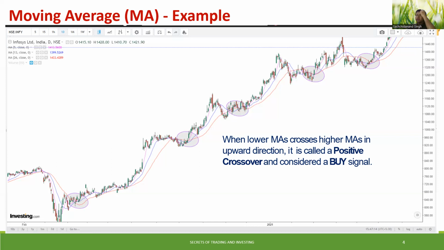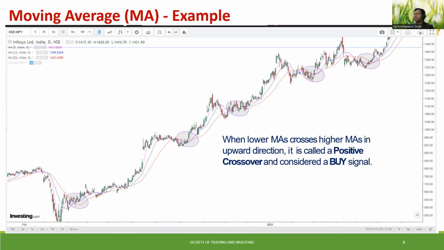Okay, so let's see the example of moving average. Sometimes moving average is also called simple moving average, MA or SMA. In some of the charting platforms, it will be SMA. I think in TradingView, they say simple moving average. So both are the same thing. Wherever you find SMA or MA, both are the same.